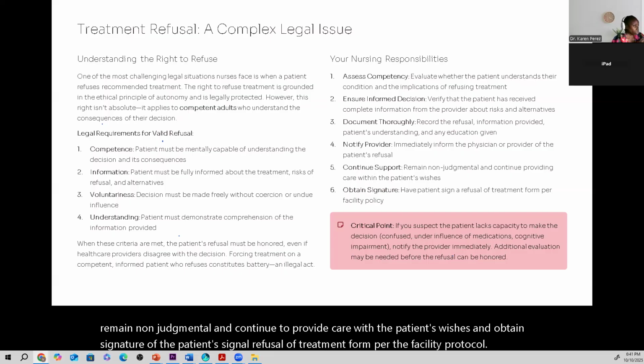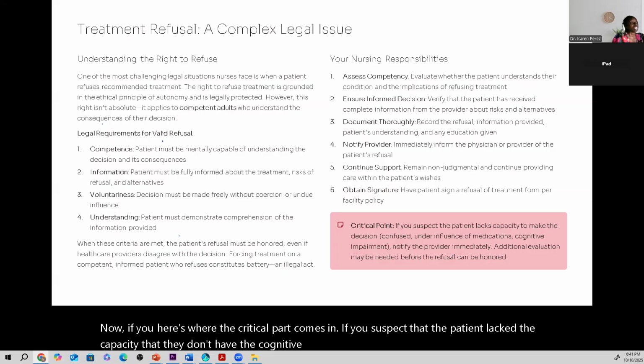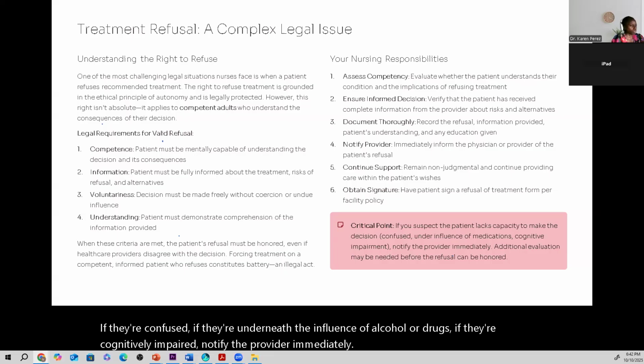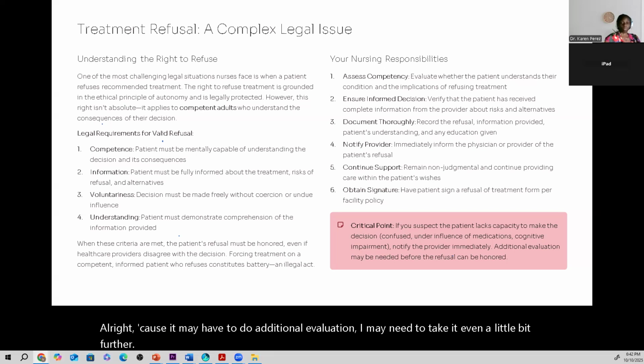Now, here's where the critical part comes in. If you suspect that the patient lacks the capacity, that they don't have the cognitive ability to make the decision, if they're confused, if they're under the influence of alcohol or drugs, if they're cognitively impaired, notify the provider immediately. Because they may have to do additional evaluation and may need to take it even a little bit further.